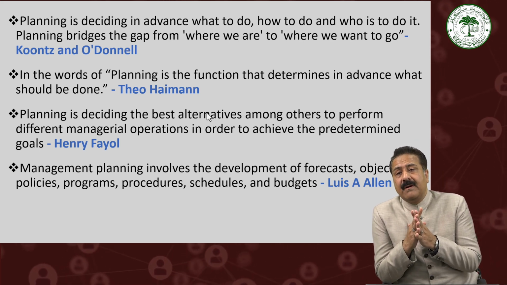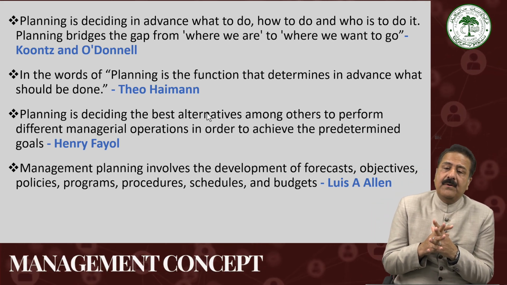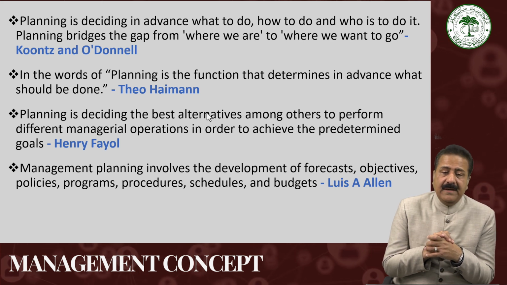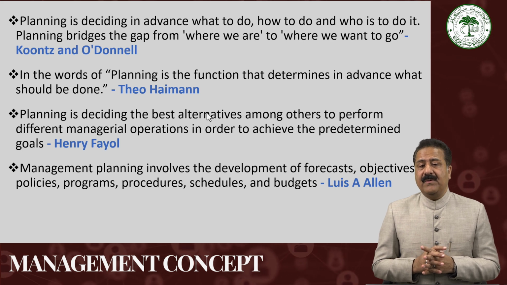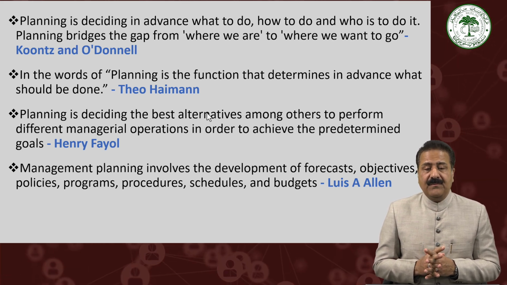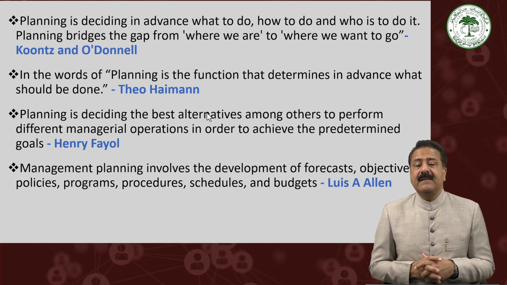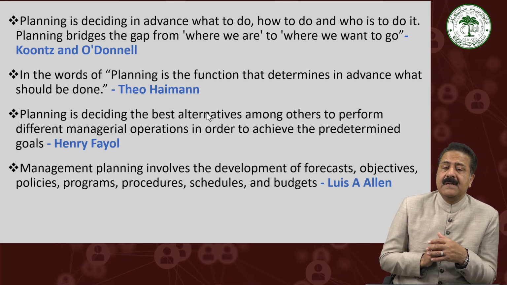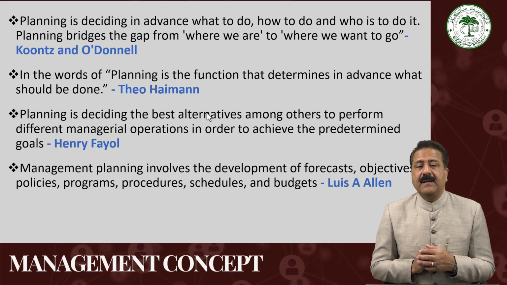This is all a very important aspect, and planning bridges the gap from where we are to where we want to go. This is the very specific definition of planning given by Koontz O'Donnell, who has done a lot of work in the field of management, and this is a rightly defined purpose or meaning of planning. Students, Theo Haimann is another expert who has defined planning in just one line. What he says is that planning is the function that determines in advance what should be done.